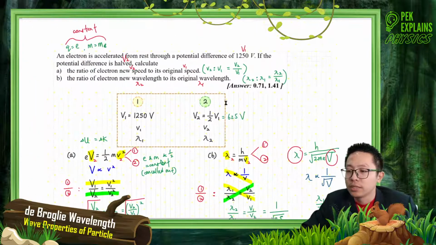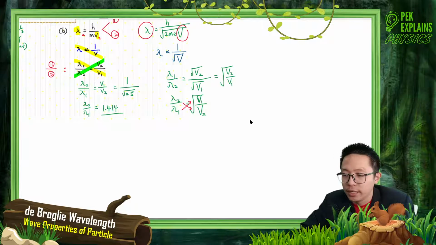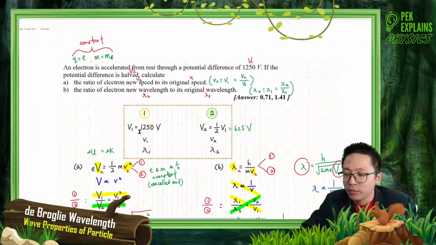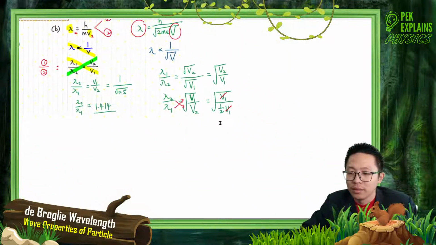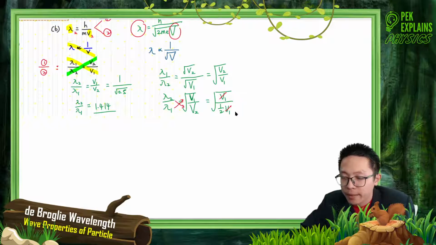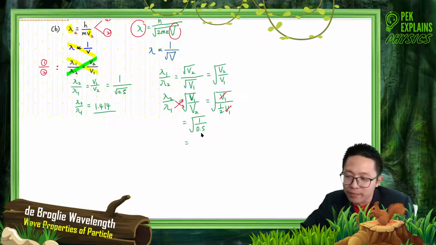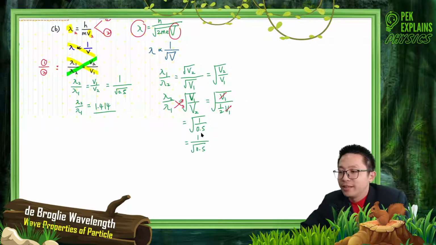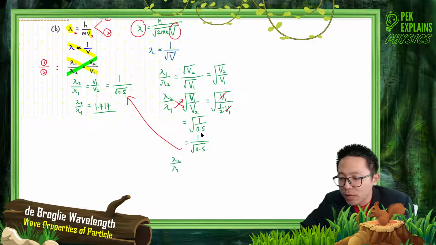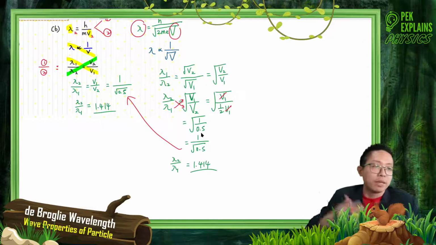Okay, so what's the voltage again? So just now he said V2 is half of V1. So let's calculate. V2 is half of V1. So I can cancel the V1. I actually don't need the value of V1 also. The value here, 1250, is useless. No need. It got cancelled off. And so finally, what's the answer? I get lambda 2 over lambda 1 is root of 1 over 0.5. You see that? This half is 0.5. So it's exactly the same answer. Back to the same answer like this one, isn't it? So the lambda 2 over lambda 1 here is still 1.414. You get back the same answer.